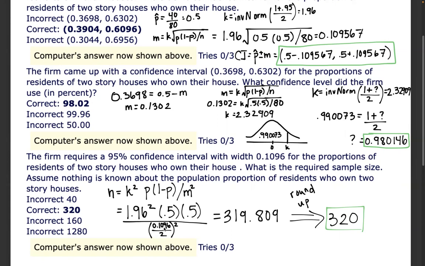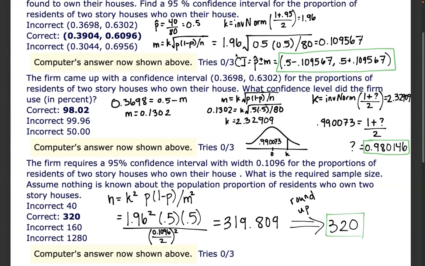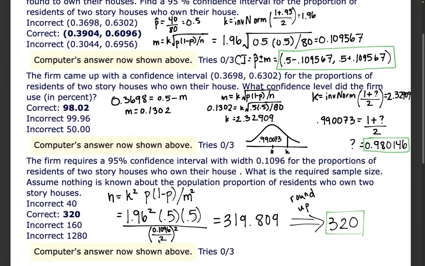And so the reason why we divide this by 2 is our M is half of our width, because when we do a confidence interval, we take our point estimate or our P hat plus and minus our M. So that means our total width of the interval is going to be, we add M here, and then we have M on the other side, so it's like M times 2. So since we have the width and not M, we are going to divide that by 2. M being the margin of error.